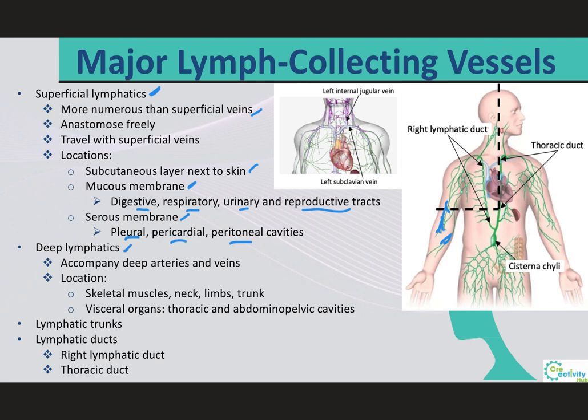Now, the deep lymphatics are large lymphatic vessels that will run parallel to the deep arteries and veins. And remember that the deeper arteries and veins are also bigger. So it makes sense that the deep lymphatics are larger than the superficial lymphatics. And these lymphatic vessels will collect the lymph from the skeletal muscles and other organs of the neck, the limbs, the trunk, as well as visceral organs in the thoracic and the abdominopelvic cavities, which makes sense since these deeper vessels are located in these regions.